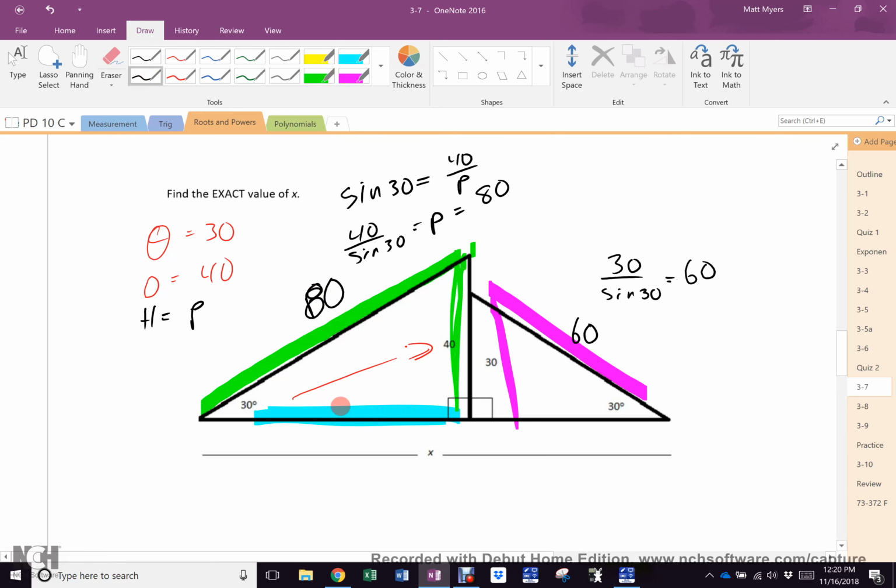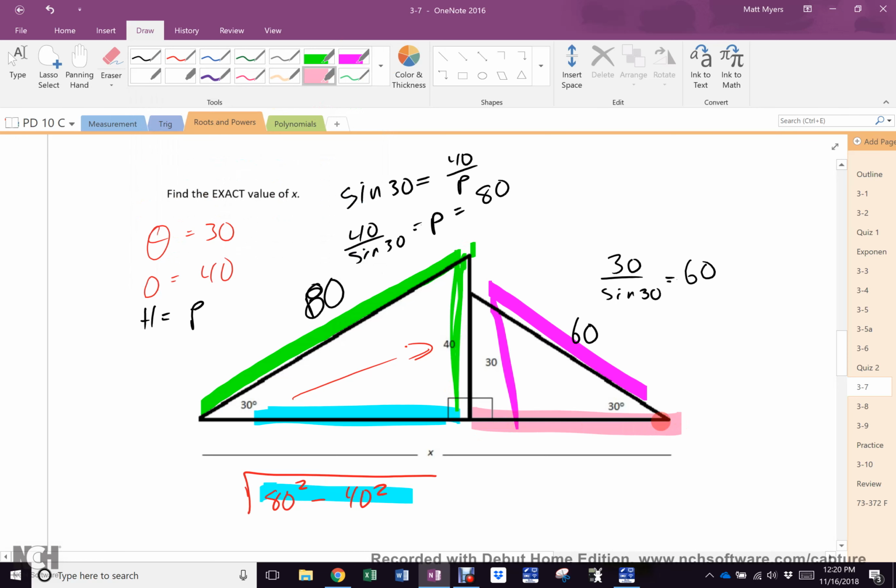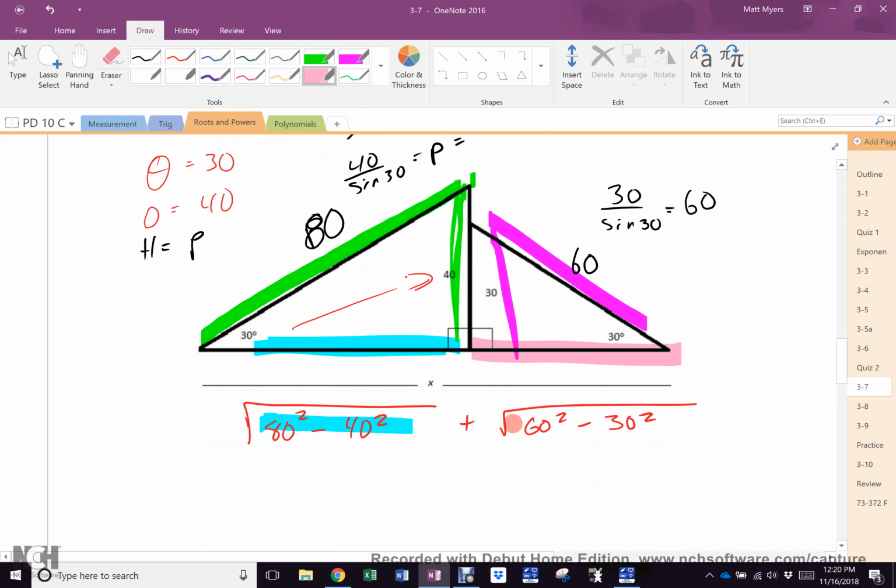So this blue side is what? The square root of what? 80? No. 80 squared minus 40 squared. That got you the blue because 80, 40. And what got you the pink? Plus the root of 60 squared minus 30 squared. And that got you the pink one.